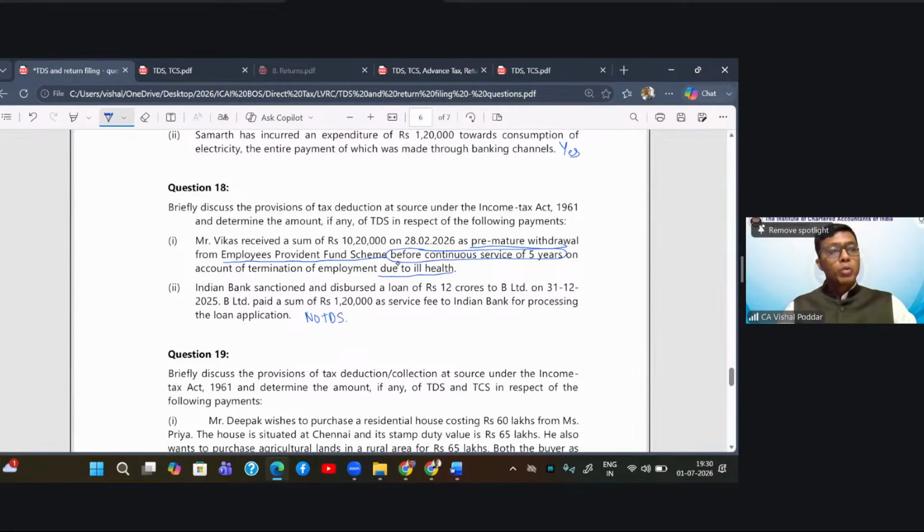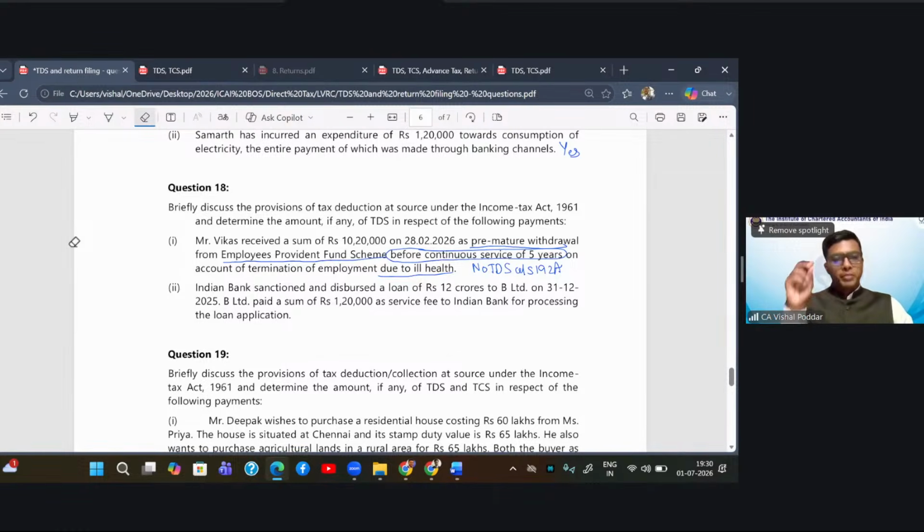Now again, first, how you'll write: you'll first mention that TDS on premature withdrawal from Provident Fund is covered under this section. This is the limit of 50,000, etc. So you'll first mention the basic provision. But then you write, however, in case the withdrawal is after 5 years, no TDS. In case the withdrawal is within 5 years, in this situation you may not write the whole section. You may not write the whole exception because this will hardly carry 2 to 3 marks. But you write that where the withdrawal is within 5 years, but in the situation of ill health of the employee, it is excluded from TDS. And then your final answer will come. Hence, no TDS under 192A will apply.